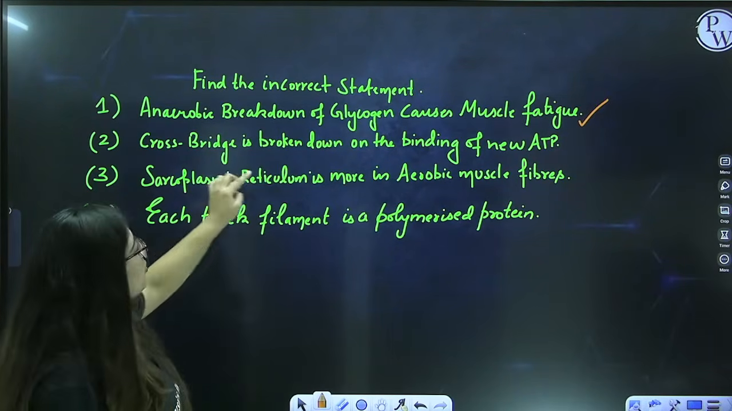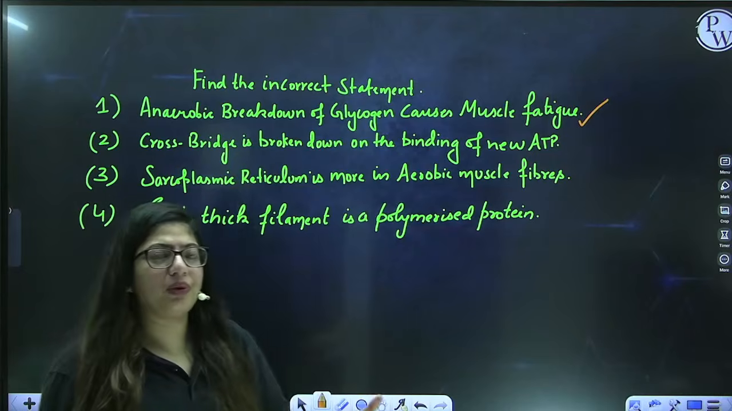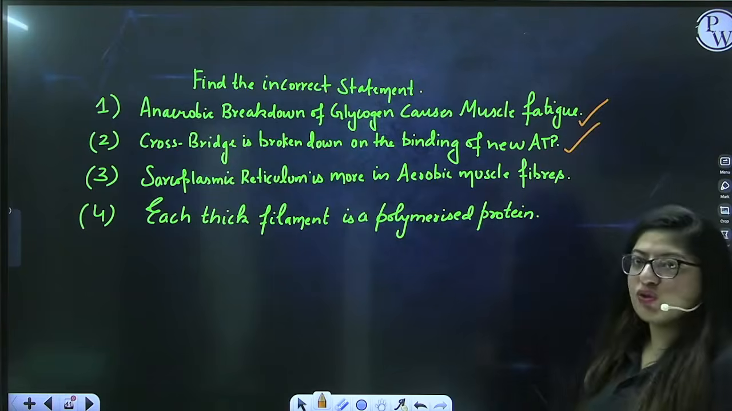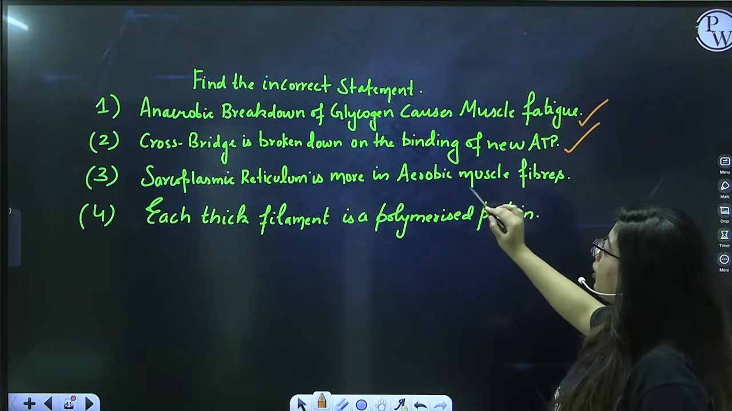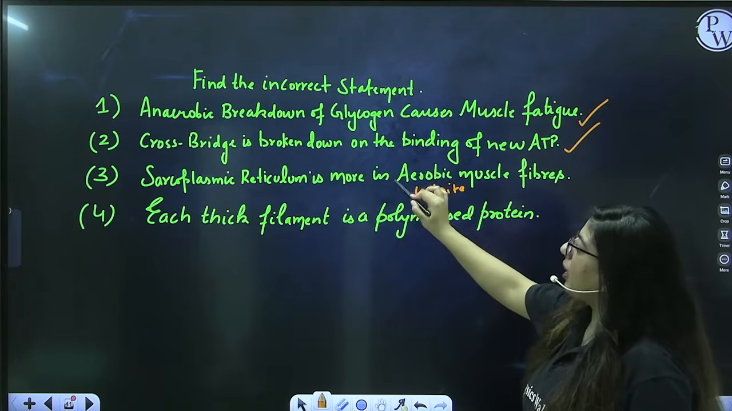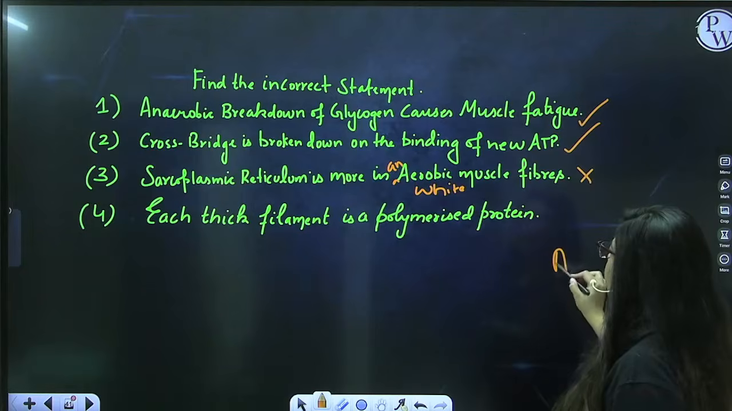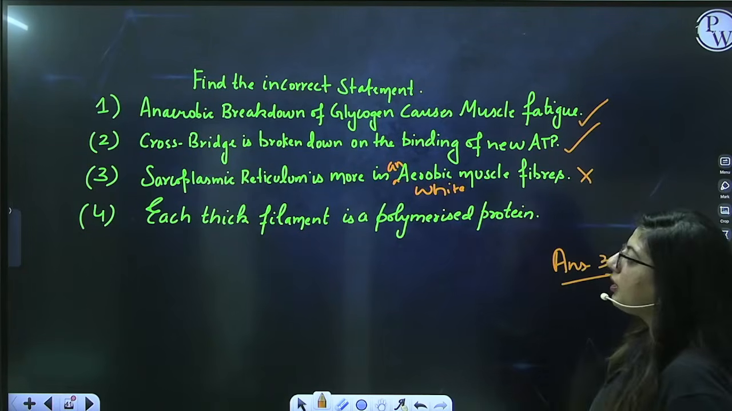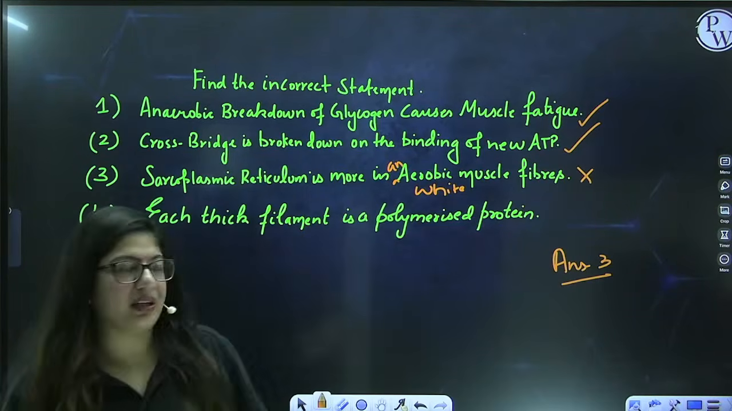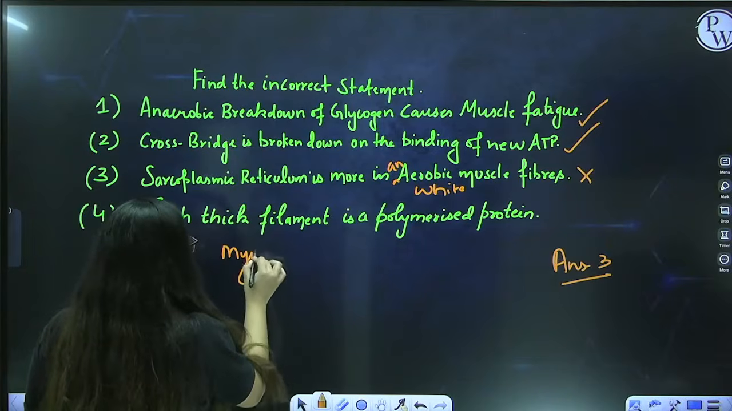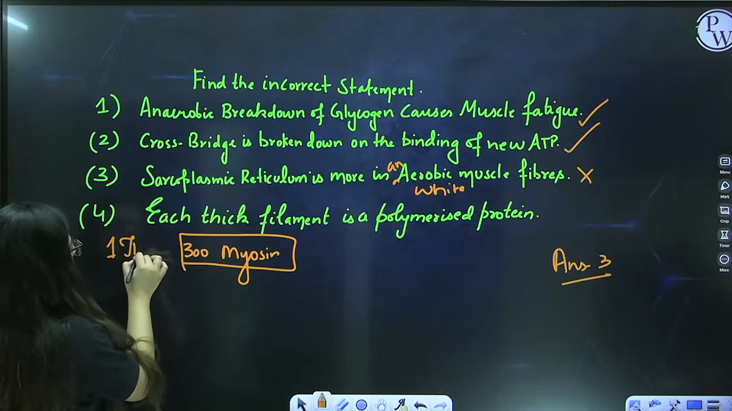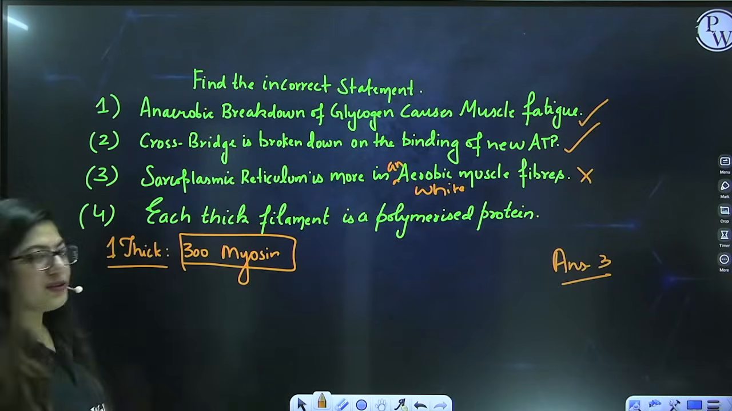Then, cross bridge is broken down on the binding of new ATP. So every time a new ATP attaches to your myosin head, the bridge formation will be destroyed. Sarcoplasmic reticulum is more in aerobic muscle fibers. No, sarcoplasmic reticulum is more in white, and white fibers are known as anaerobic. So the answer is 3. What is the fourth statement? Each thick filament is a polymerized protein. Very true. Each thick filament is made up of many myosin, around 300 myosin or meromyosin. They form one thick filament. So the answer to this question will be 3, guys.